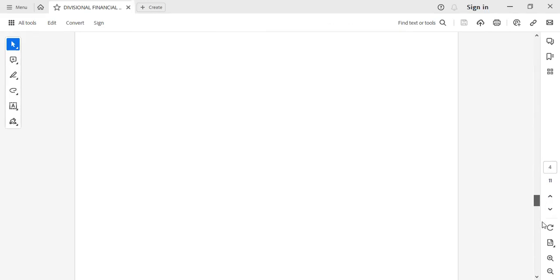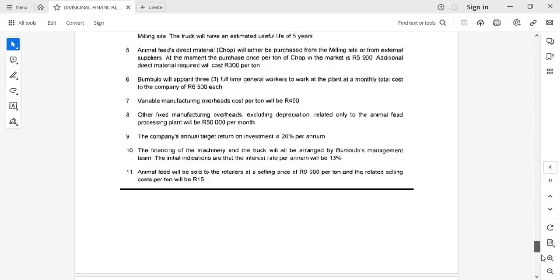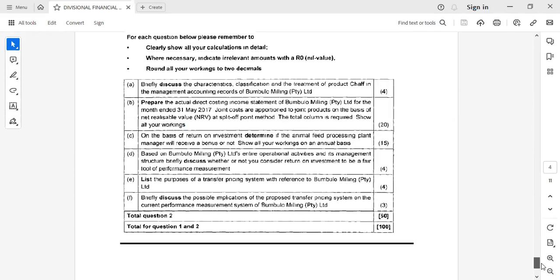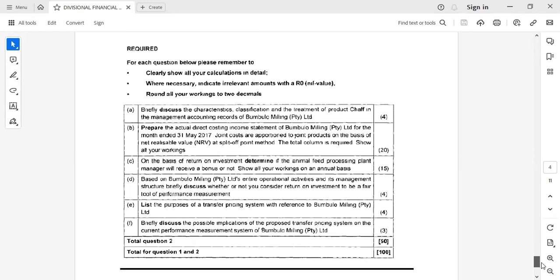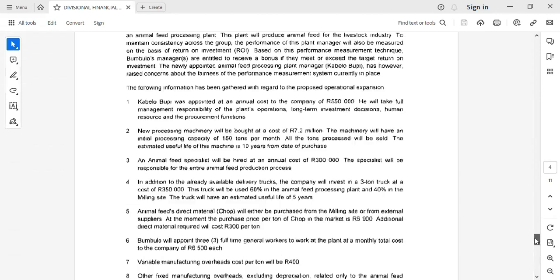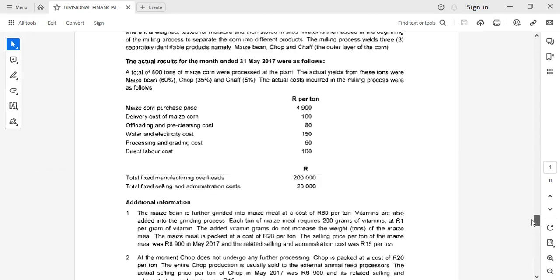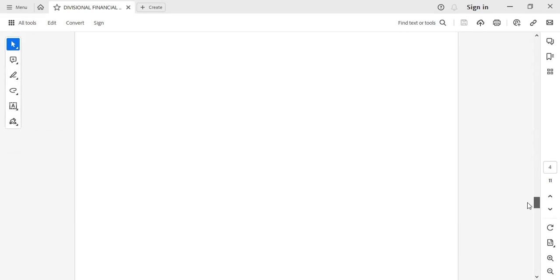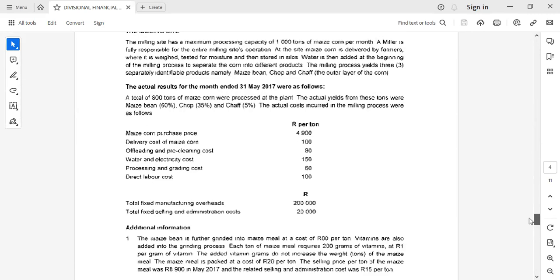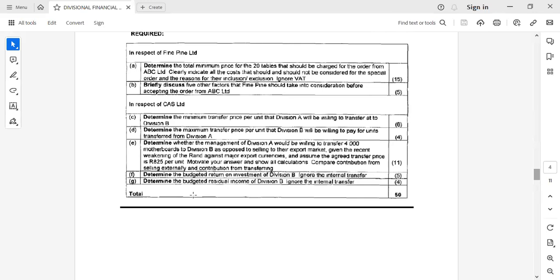Let me see the better one here. Right, I'll do number 3. So at your own time, you will do number 2, F and G. At your own time, you try to do number 2, F and G. I'll go for number 3.